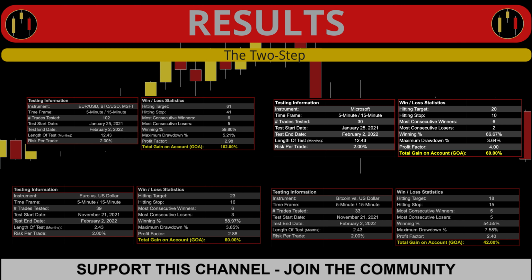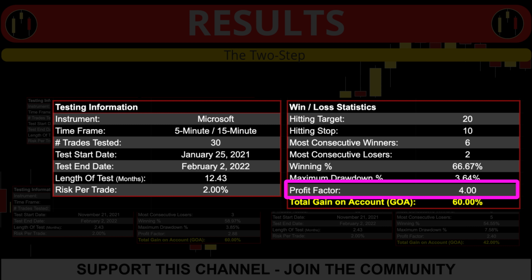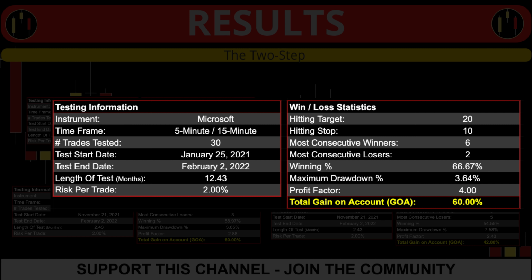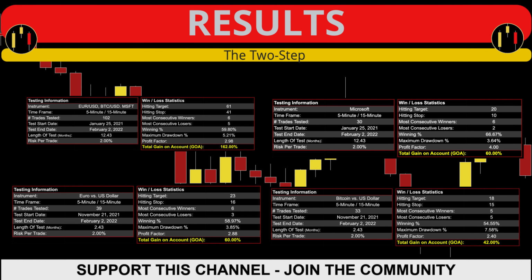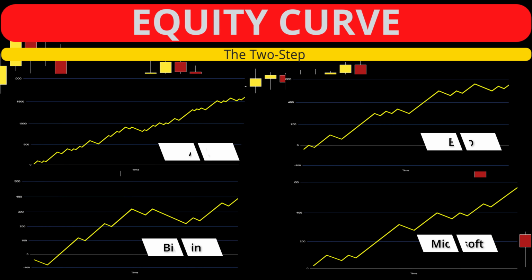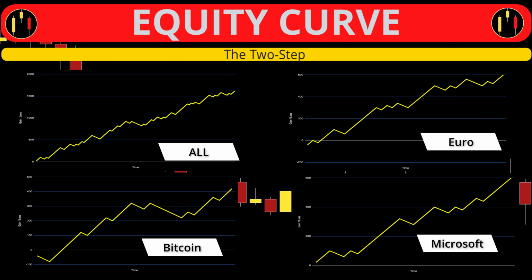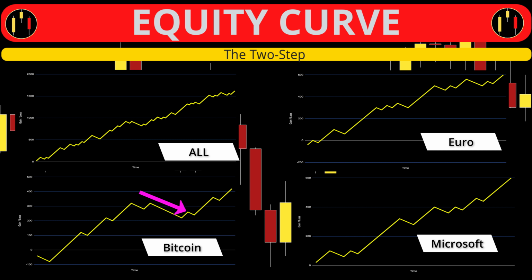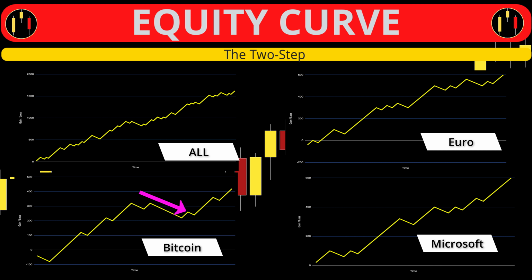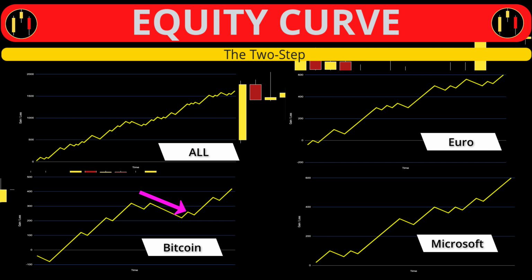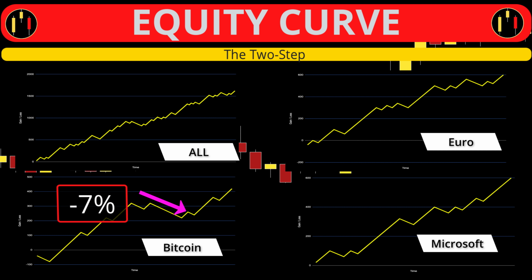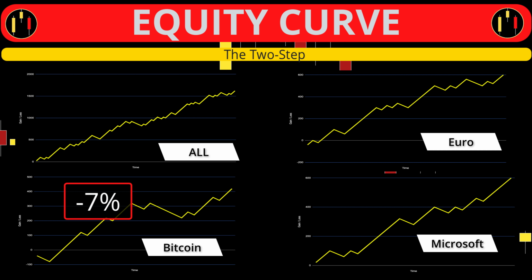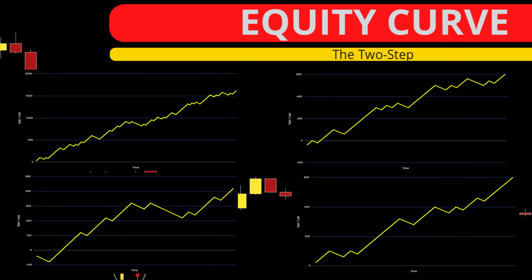Something to note was an outlier on Microsoft, which had an amazing profit factor of 4. This could portend a certain system compatibility with equities, but clearly more testing is needed. The equity curve here further illustrates my previous point about the profit factor. The volatility of Bitcoin during this testing period seems to have caused a more dramatic drawdown in the equity curve, specifically more than 7.5%, which is almost double the other two instruments. This point should be further examined with more data.